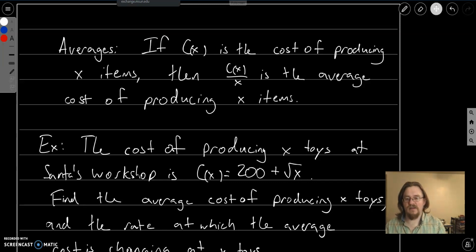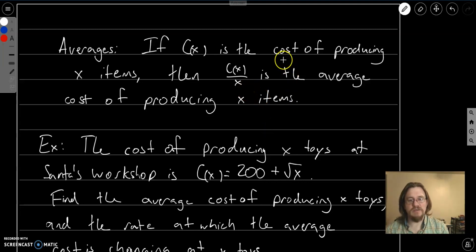Hello and welcome back. In this final video on product and quotient rules, we'll be looking at an application for the quotient rule, one that will come up from time to time. If you're given a function that's, for instance, the cost of producing x items, then the average cost of producing x items should just be the total cost, which is this function c of x, divided by how many items you've produced, which is x.